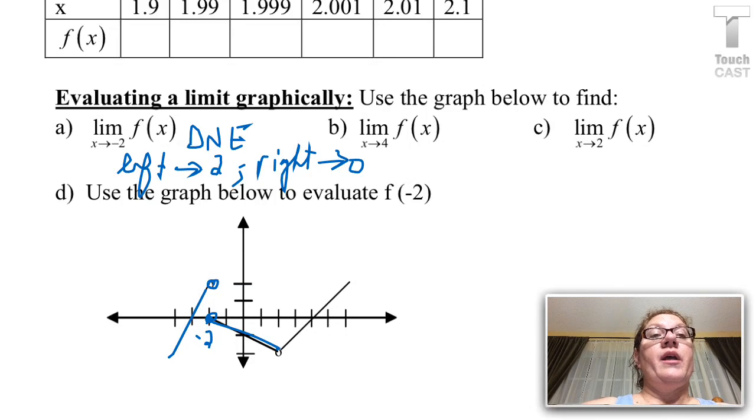However, when I look at what happens as we approach 4, so I find 1, 2, 3, 4 on the x-axis, and as I approach 4 from the left, I'm getting closer and closer to 0, and as I approach 4 from the right side, I get closer and closer to 0. So, since they're both the same, left and right, then the limit as x approaches 4 is 0.